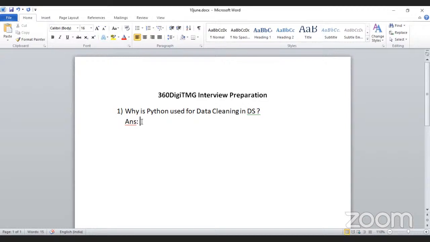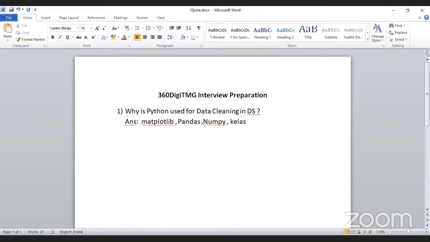There are some inbuilt functions in Python which help us do this pre-processing, and that's why we are going to use Python. So what libraries are we going to use in Python? These are matplotlib, then there is pandas, numpy, Keras.